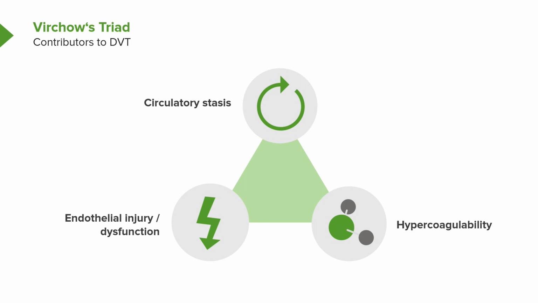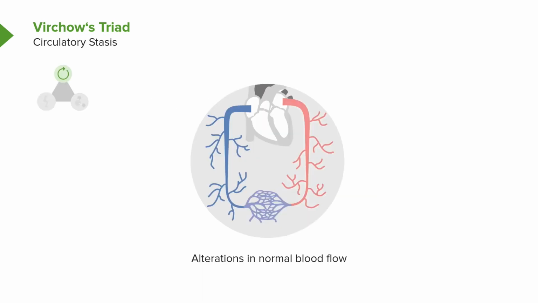The second is hypercoagulability. That is, the blood has to have a tendency to clot that's above normal. And finally, there needs to be an injury to the endothelium, to the inner lining of the vein, so that a blood clot can start to form there and propagate and get larger, and eventually, of course, in a significant percentage of people, break off and embolize to the lung. So circulatory stasis is alterations in normal blood flow with decreased flow, with a tendency of the blood flow to stay in one place.